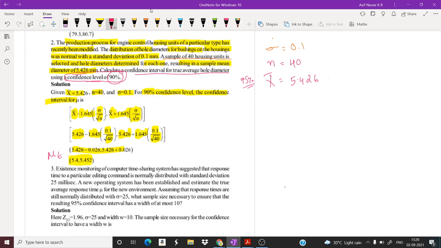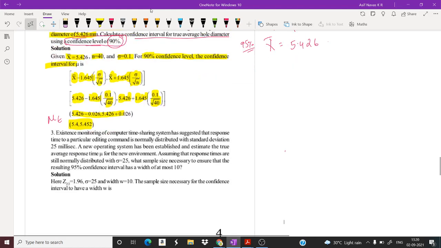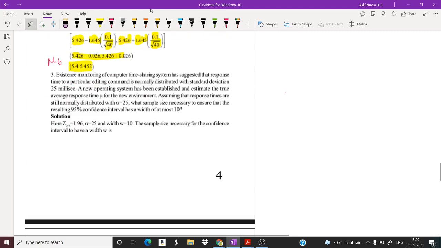So next problem is a different type of problem. So just the last problem. Here we have to find out the sample size. Existing monitoring of a computer time sharing system has suggested that response to a particular editing command is normally distributed with a standard deviation sigma given as 25. A new operating system has been established and we estimate the true average response mu for the environment.